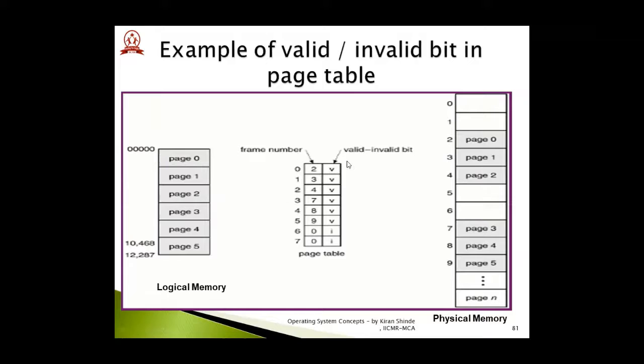Now, what is the use of this special bit field which is associated with every entry of your page table? Let us try to see. Now, there are two bits which are represented here. V stands for valid bit, I stands for invalid bit.